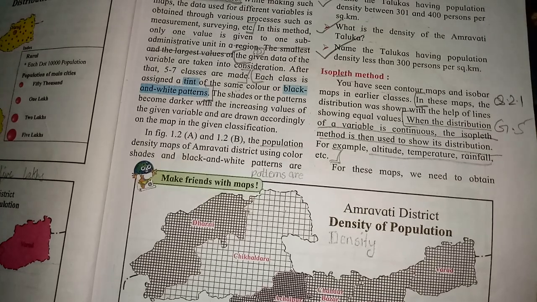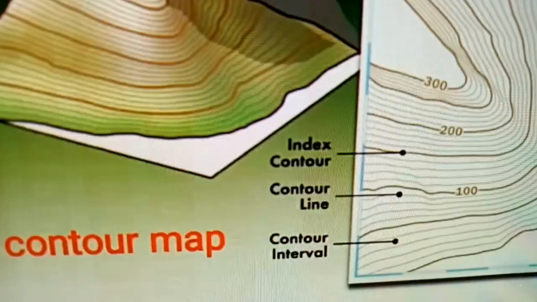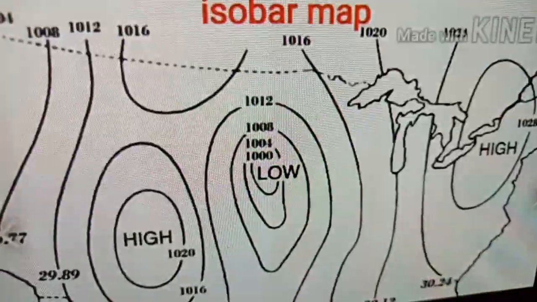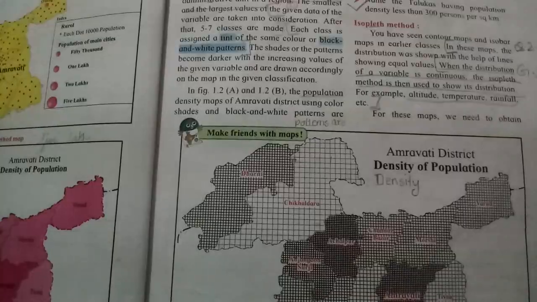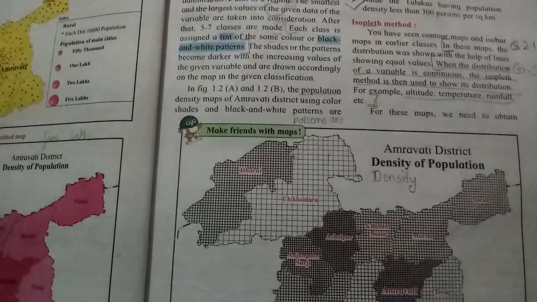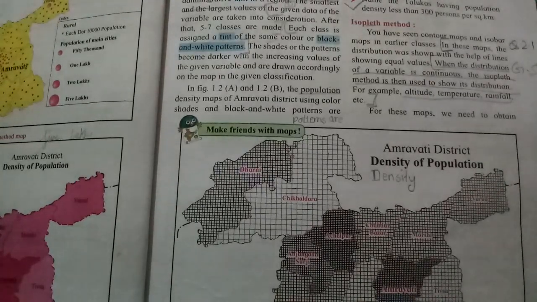First we will see the maps of isopleth and different maps on isopleth maps. This map is an isopleth map, this map is called a contour map, and the next map is an isobar map. So these are the three maps which I have shown you. Moving to the next information, that is the isopleth method. You have seen contour maps and isobar maps in earlier classes, and I have also shown you the two maps of contour maps and isobar maps.